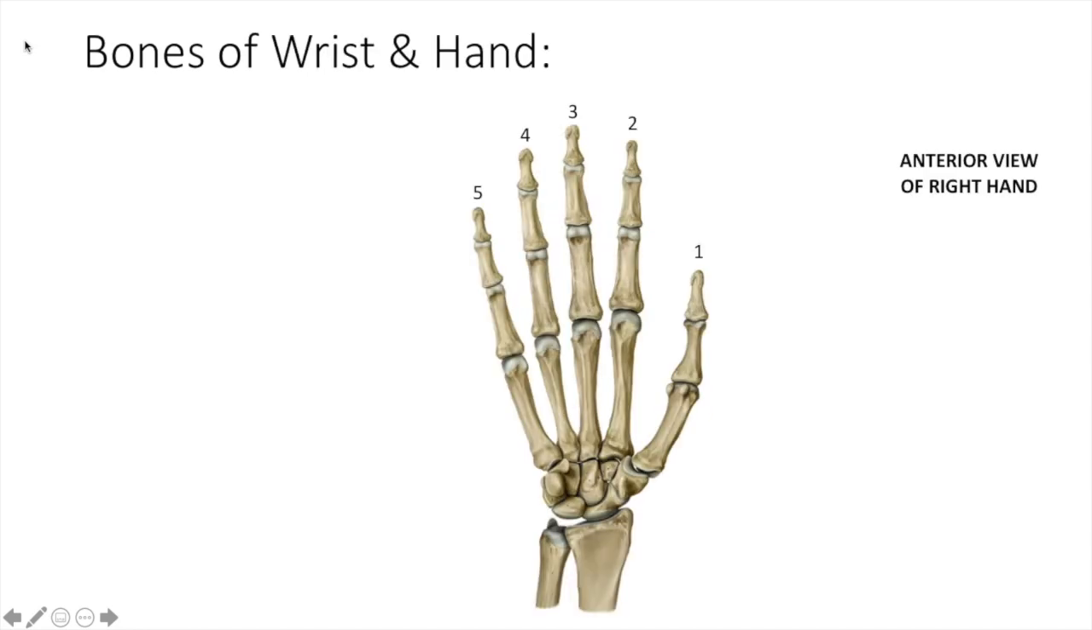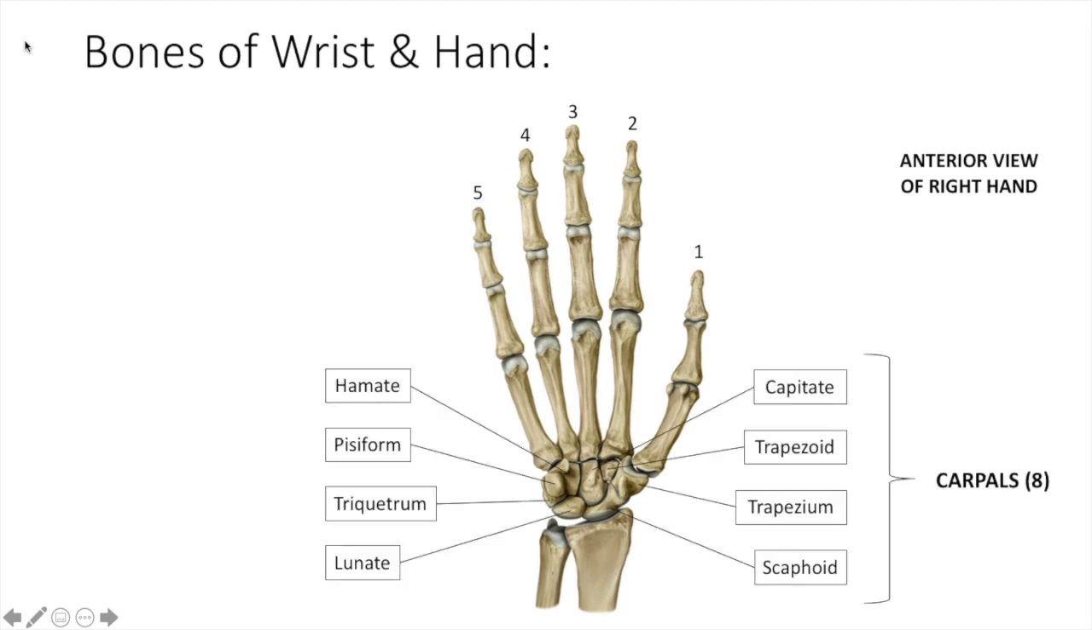Okay, next we're looking at an anterior view of the right hand bones. So first you have 8 carpal bones, which sit in 2 rows of 4. The proximal row consists of the scaphoid, lunate, triquetrum, and pisiform, and the distal row consists of the trapezium near the thumb, the trapezoid, capitate, and hamate.